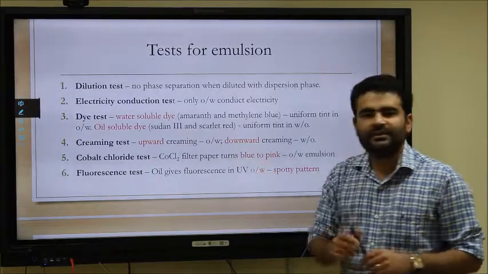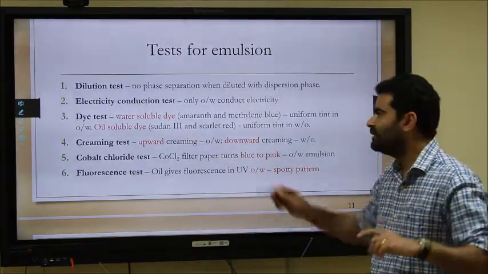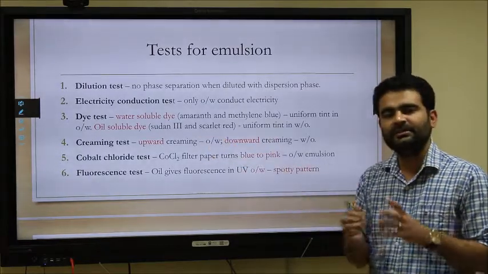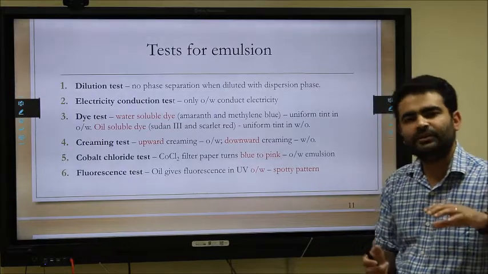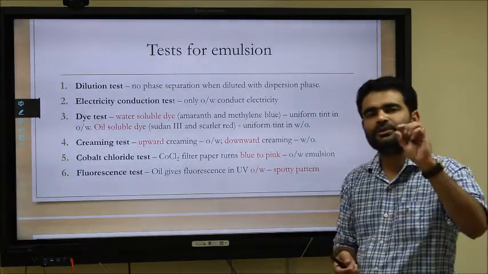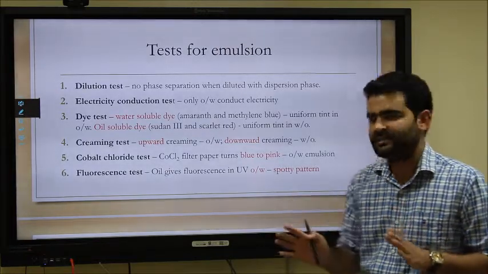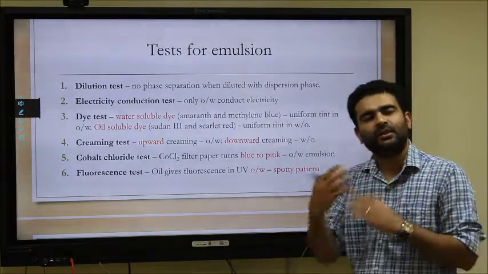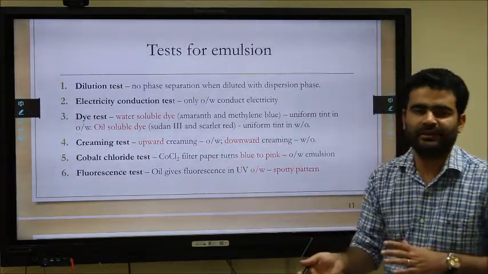Third is the dye test, in which water soluble dye is added to the emulsion. If a uniform tint is produced, that means it is oil in water type emulsion, meaning the bulk amount is water. If water soluble dye is added to water in oil type emulsion, the globules will take up the color while the oil will remain as it is. That confirms it is water in oil type emulsion. The mechanism is the same for oil soluble dyes.